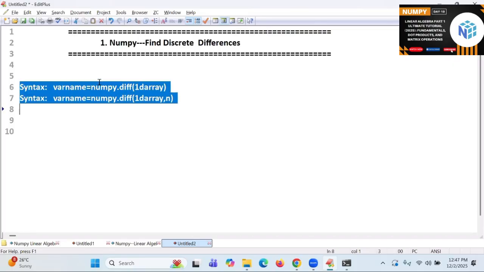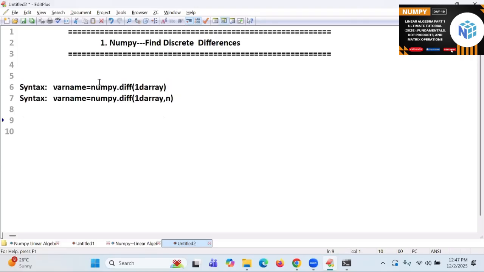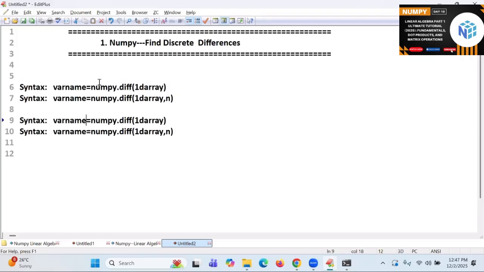Similarly, I will go to 2D. By default, if I write it, what is it taken as? Row. By default it takes row. Or if you want to be sure about it, axis is equal to 0. Here I am writing axis is equal to 0, which represents rows.